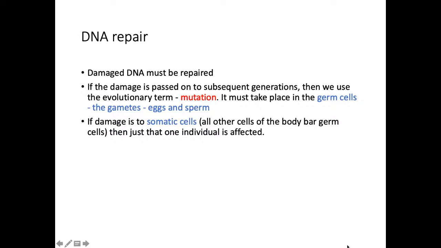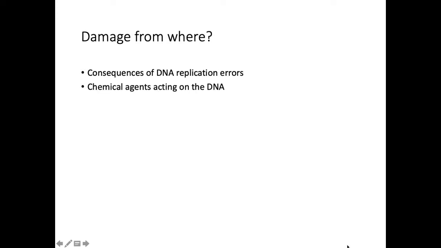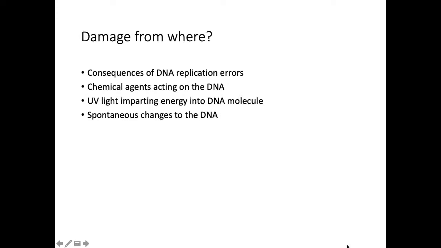So these mutations must be taking place in the germ cells, that is eggs and sperms. But if the damage is in the somatic cells, then it will not affect the next generation. Where is damage possible from? During DNA replication, some errors could happen, due to some chemical agents acting on the DNA, UV light imparting energy into the DNA molecule, or spontaneous changes to the DNA. So all these four reasons could be behind damaged DNA.